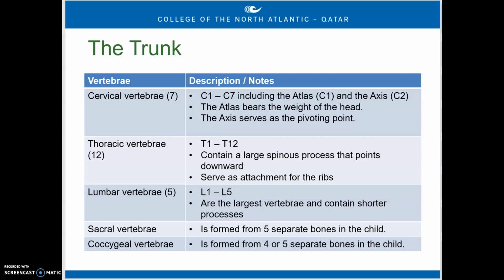As we keep going inferior, we'll get down to the lumbar vertebrae, and there are 5 lumbar vertebrae, L1 to L5. These are the longest, the largest vertebrae. They're the bulkiest of the whole group, and they generally have shorter processes, so shorter extensions sticking off from the bone.